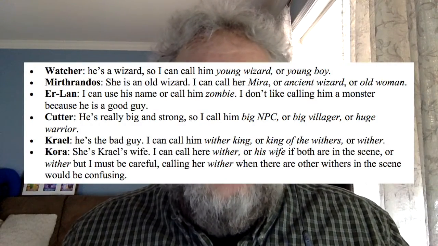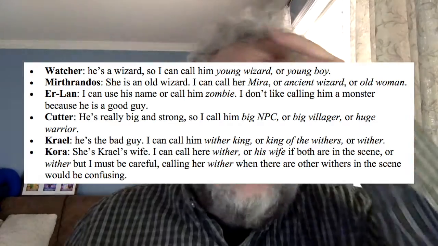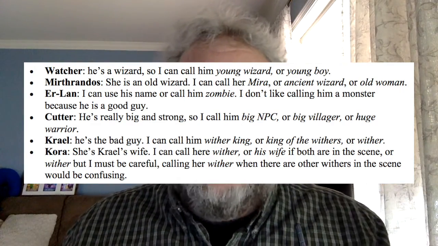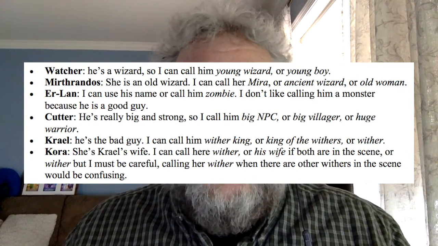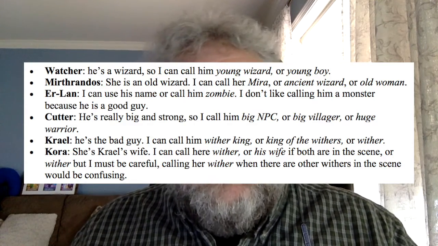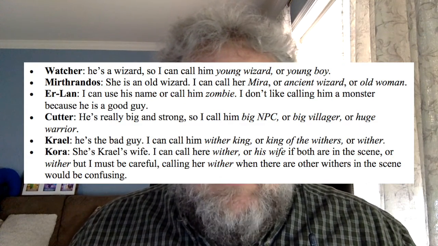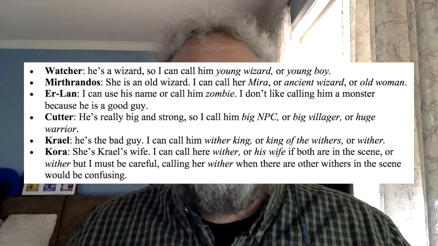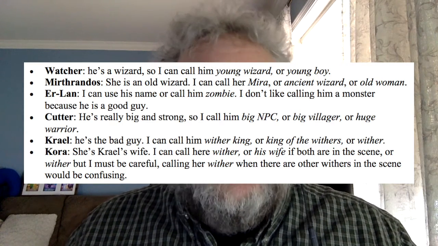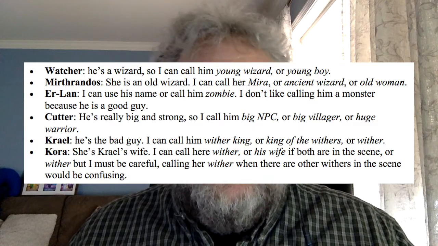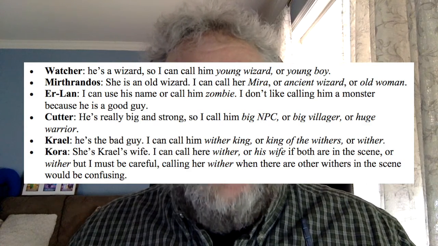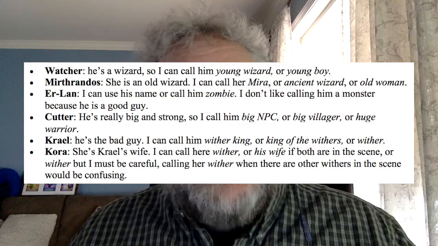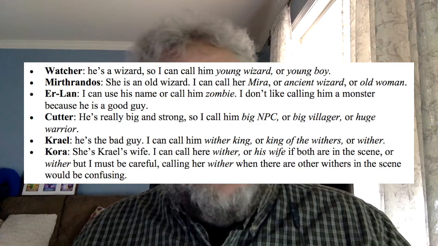So here are some examples of other characters, and let me put this on the screen too with my magical powers. You see Watcher, he's a wizard, so I can call him a young wizard. He's a young boy, so I can call him young boy. There's an old wizard, so these are characters in my current series, the Wither War series. There's an old woman, and her name is Mirthrandos. I chose this name, I kind of made it up, because I can call her Mira. I can call her old woman, I can call her old wizard, I can call her ancient wizard.